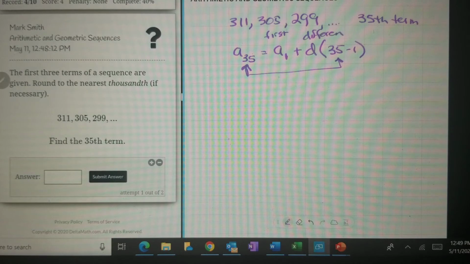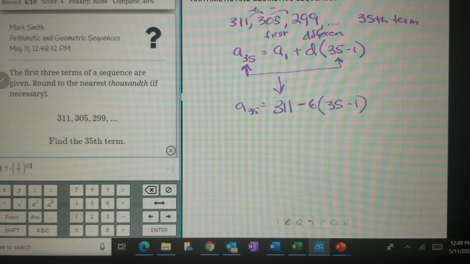All right, so what's our first term? Well, that's pretty easy. It's 311. All right, and then I notice this is going down, and it looks to me like it's going down by 6. -6, -6. All right, and so our difference is -6, and we're going to multiply it times 35 minus 1. All right, so there we are. Our 35th term is going to be, go over here to our calculator. We're going to take 300, whoops, I'm going to clear it first.